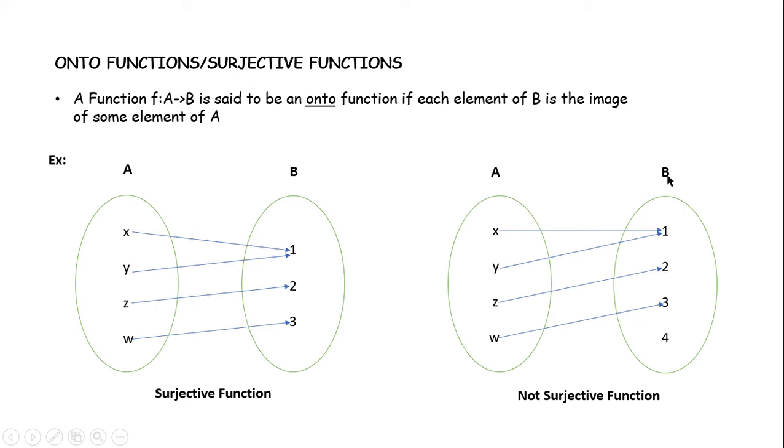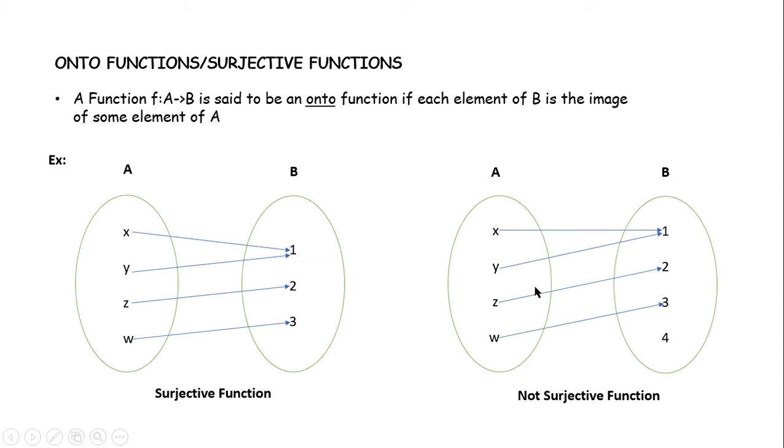That is, 1 is the image of x and y from set A. 2 is the image of z from set A. 3 is the image of w from set A. But you can clearly see that 4 is not assigned to any element in set A. The element 4 from set B has not been assigned to any element in set A.